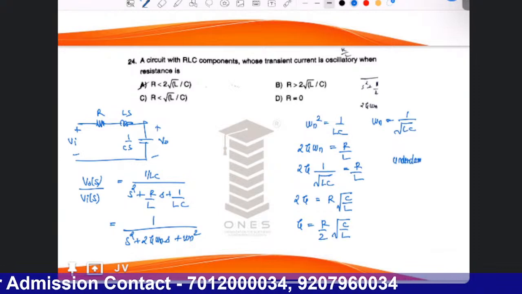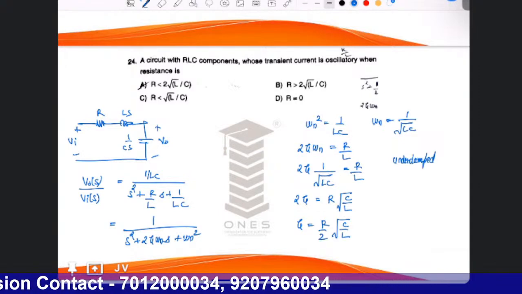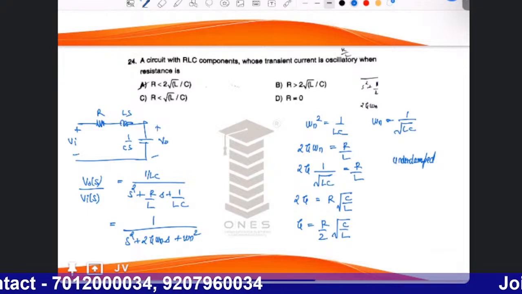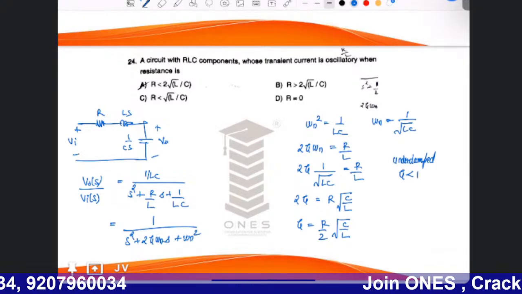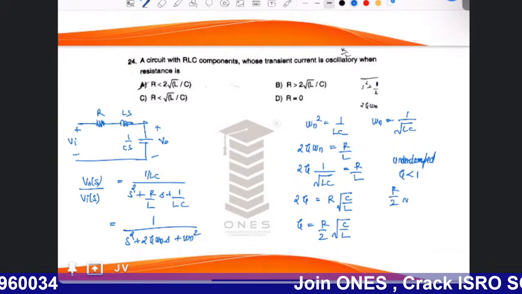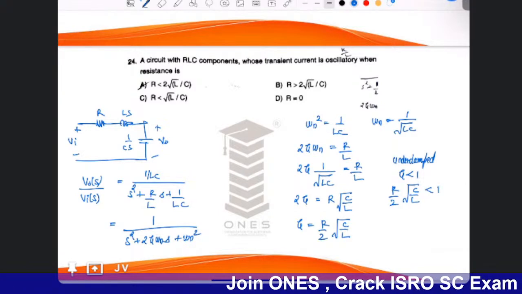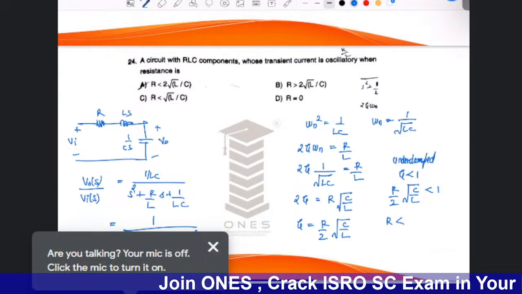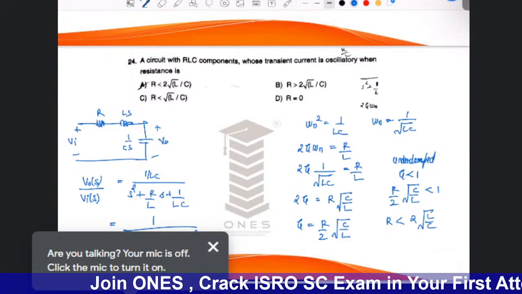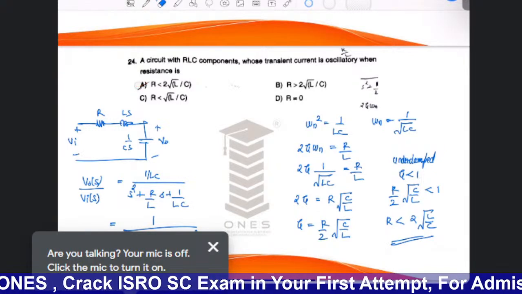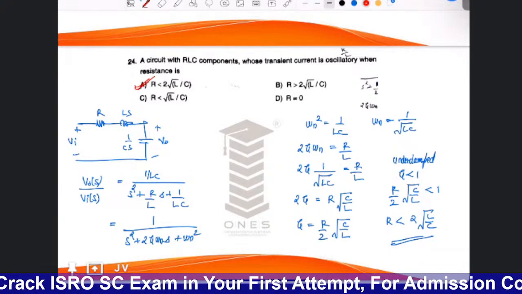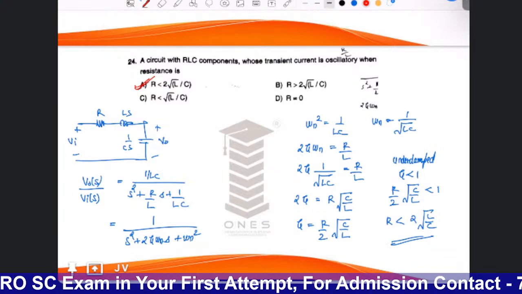Underdamped means that the system becomes oscillatory. Underdamped means theta less than 1. That means R by 2 root C by L less than 1. That is R less than 2 root L by C. So the correct option will be option A, R less than 2 root L by C.